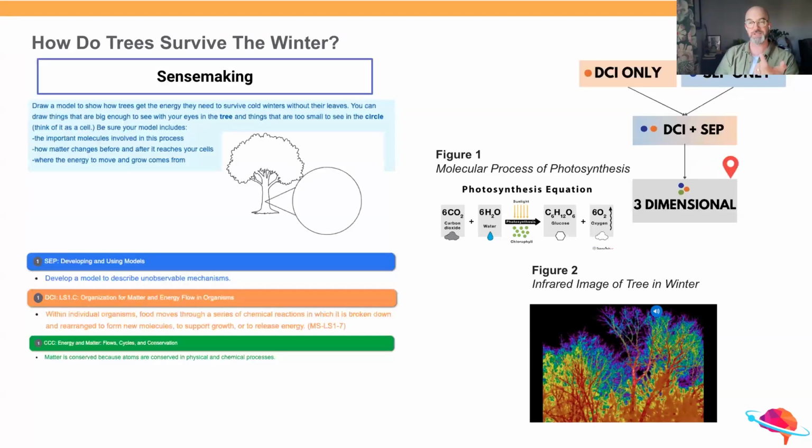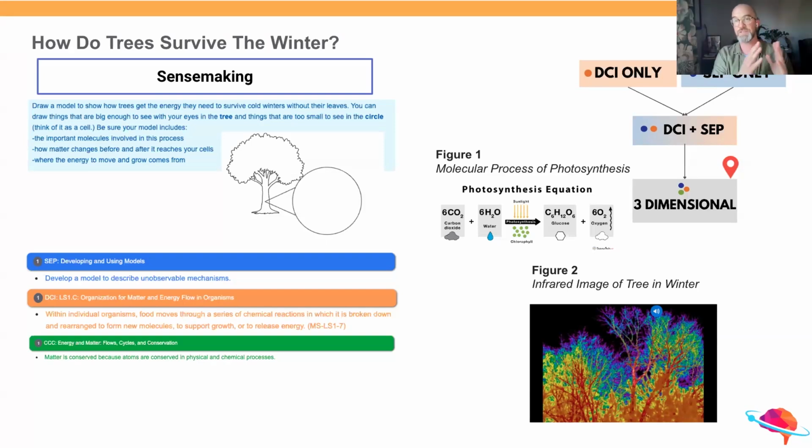And then we have free response questions around sense-making as well. Draw a model to show how trees get the energy they need to survive cold winters without their leaves. You can draw things that are big enough to see with your eyes in the tree and things that are too small to see in the circle. Think of it as a cell. Be sure your model includes, and then we have a list of the things that your model should include. So this is an example of a three-dimensional sense-making question where students have to actually construct a model.